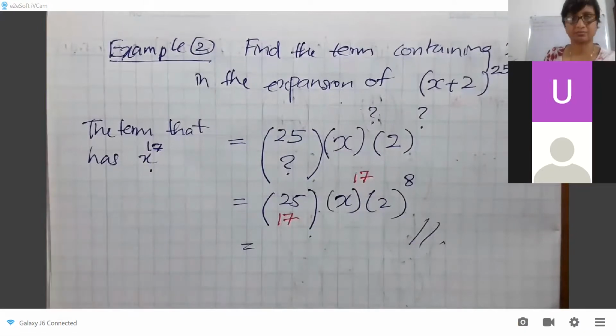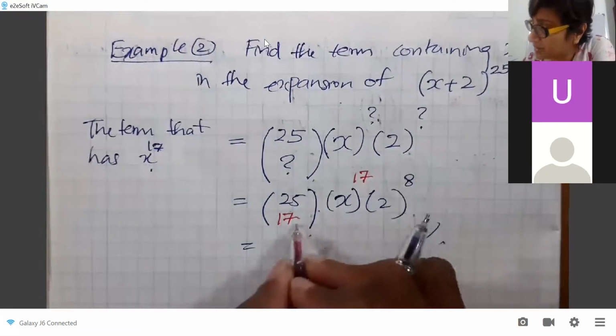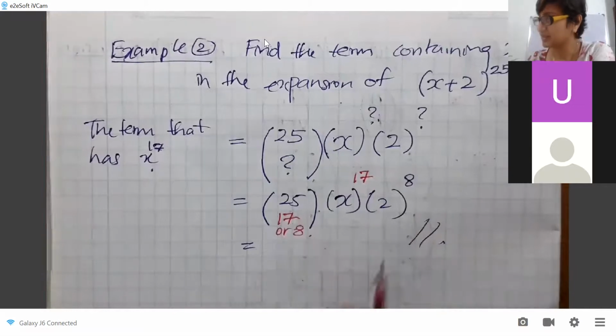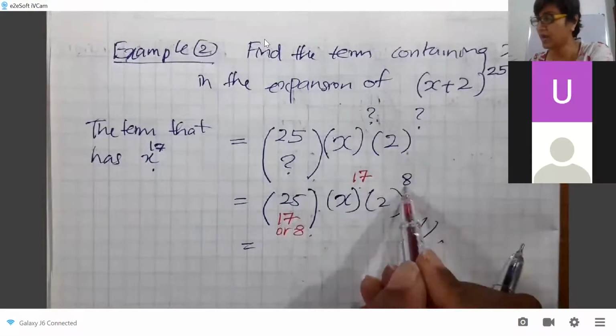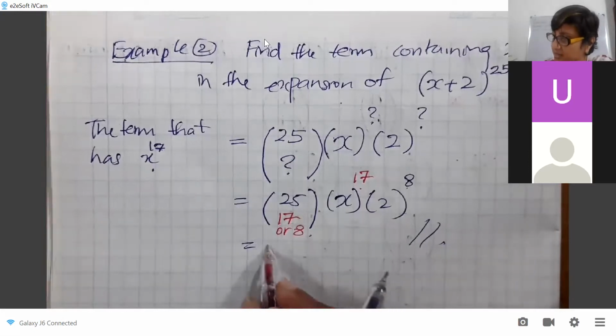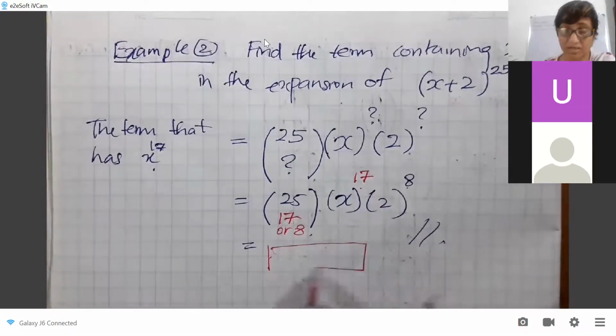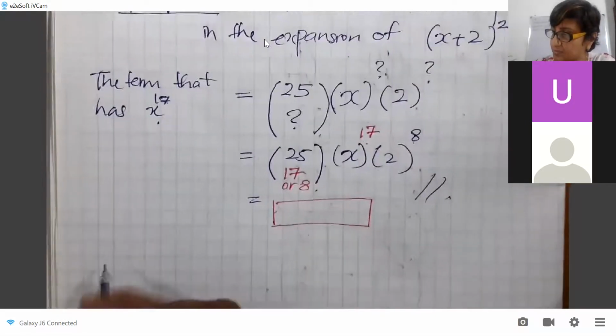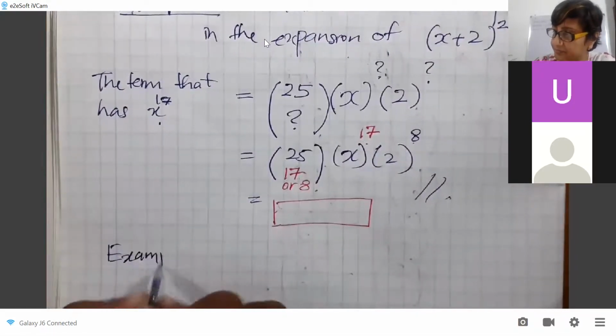Oops, I'm pressing buttons off the keyboard here, and let me write here. This can be 17 or 8. This number or this number. You have the choice. Both give you the same thing. I'll leave a space to write the answer. You get a huge coefficient. Okay. Example three. Here is the most challenging example.